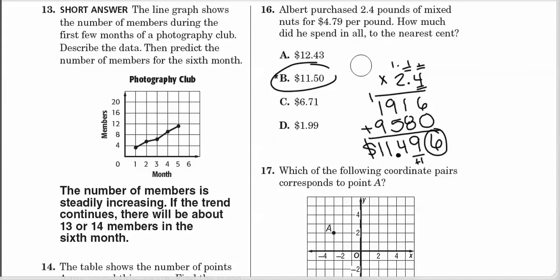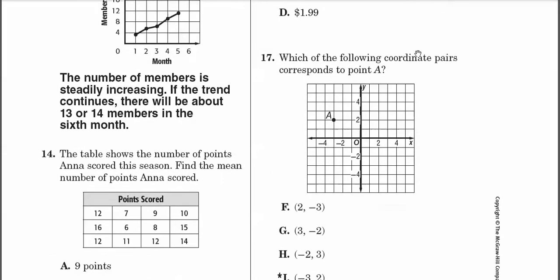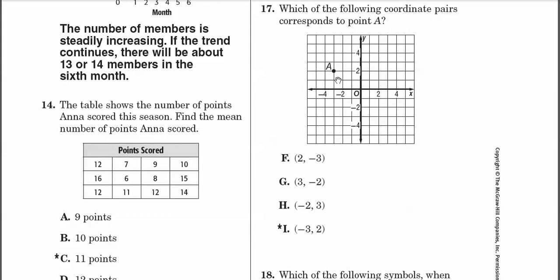Okay. The next one, which of the following coordinate pairs corresponds to A? Okay, so I'm going to move this down. If we look at A, we first look at the x-axis. Remember, you walk along the horizon before you get in the elevator. So you're going to -3 here. So the only one that has a -3 is this one.